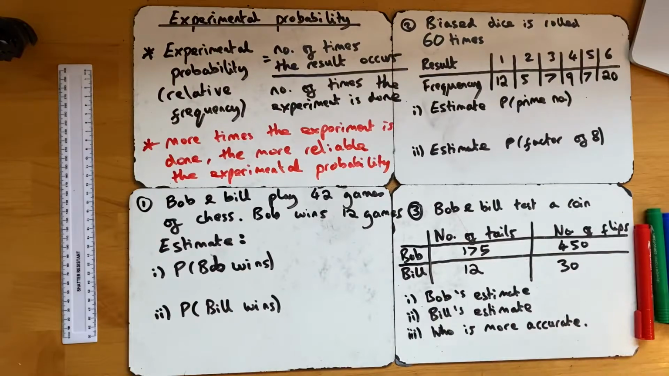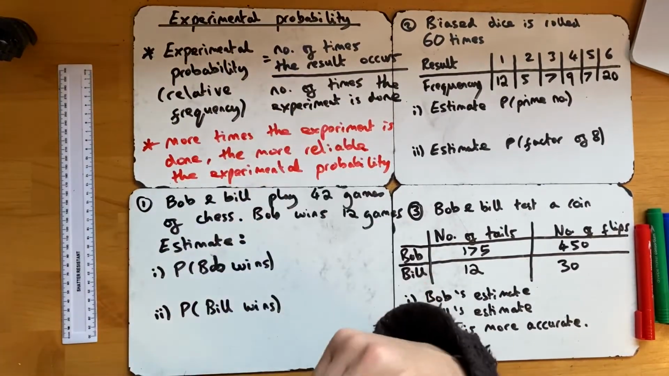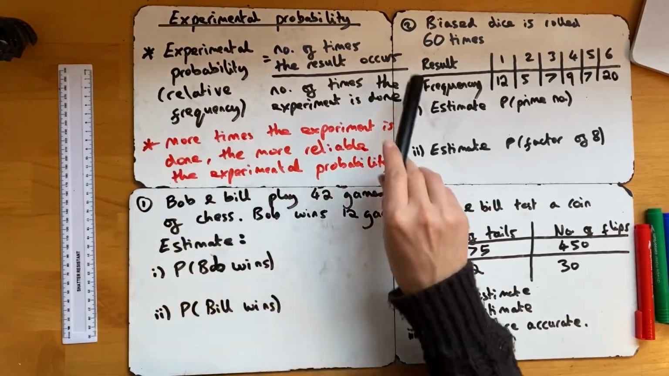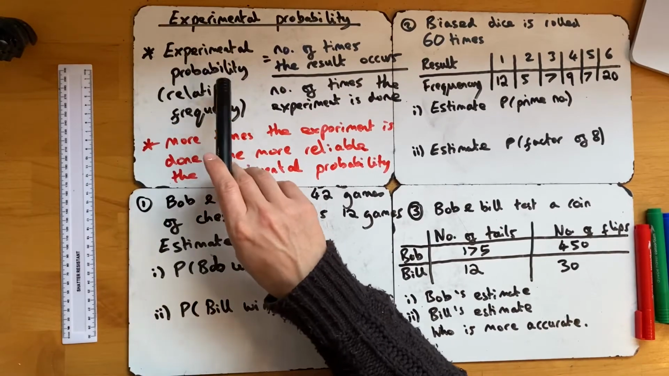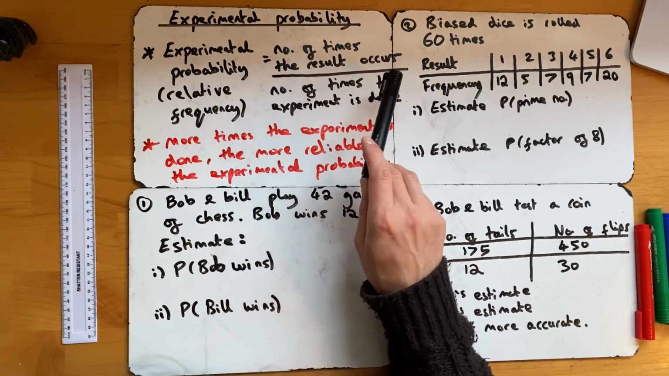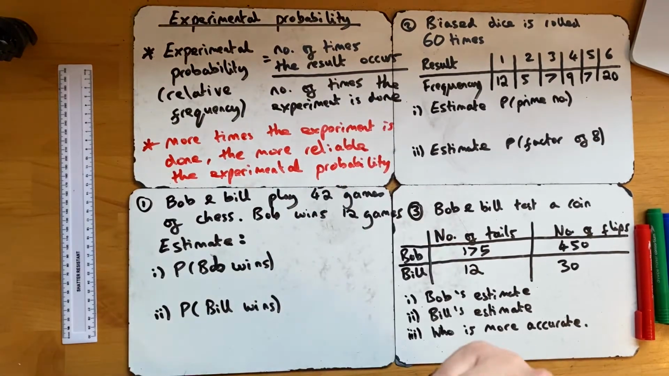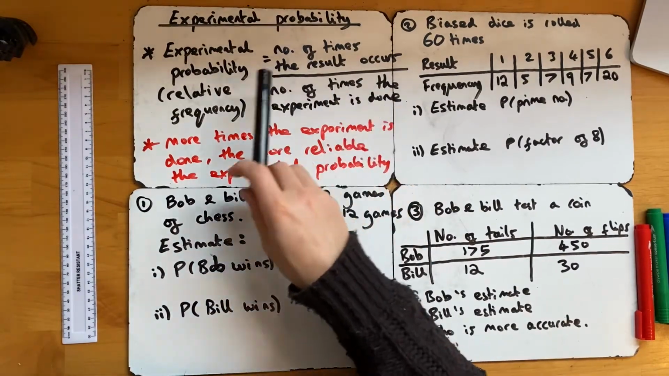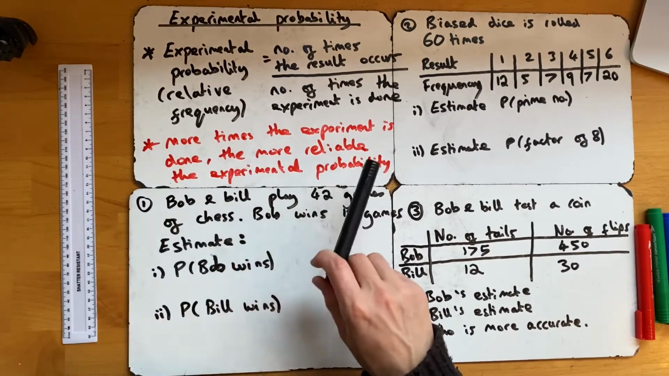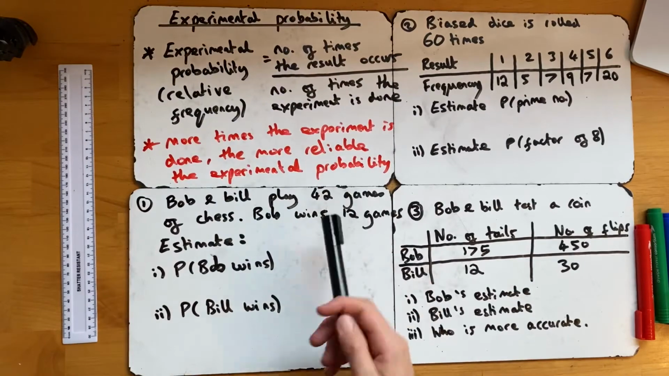Okay, put down the title Experimental Probability. Experimental probability is just kind of like real life scenarios for probability. So can you get this down? This is the equation you need to know. Experimental probability, also known as relative frequency, is the number of times the result occurs divided by the number of times the experiment is done. Okay, and the most important thing about all of this is the more times the experiment is done, the more reliable this experimental probability is.